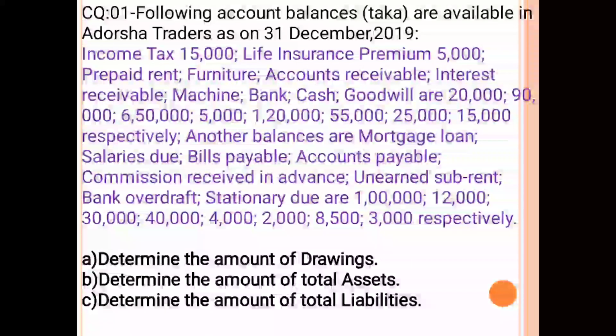Okay, now at first you have to select which items are related to drawings, which items are related to total assets, and which items are related to total liabilities. Dear learners, you know, drawings is the amount which is drawn by the owner personally. It includes cash drawings, goods drawings, income tax, life insurance premium, personal expenses of owner, etc.